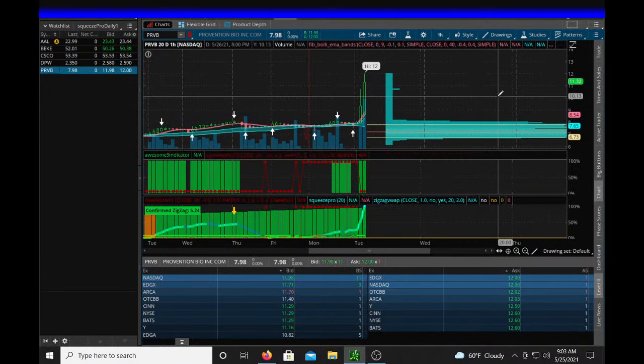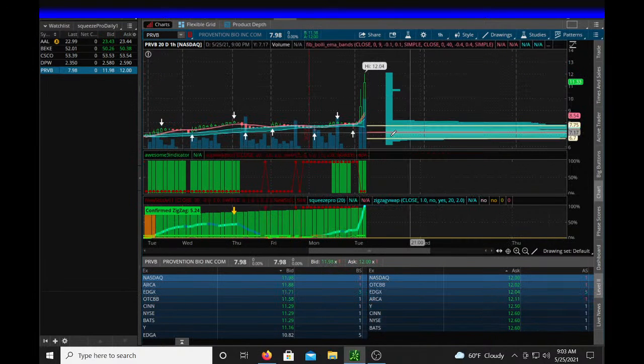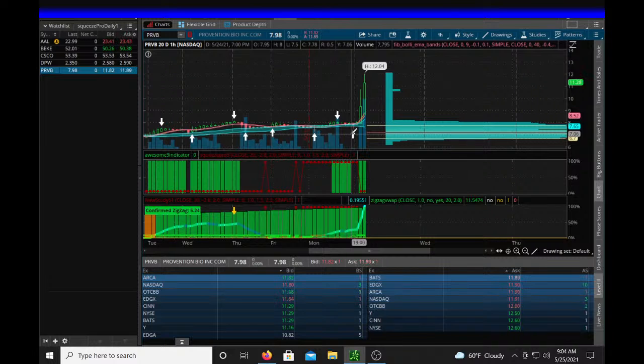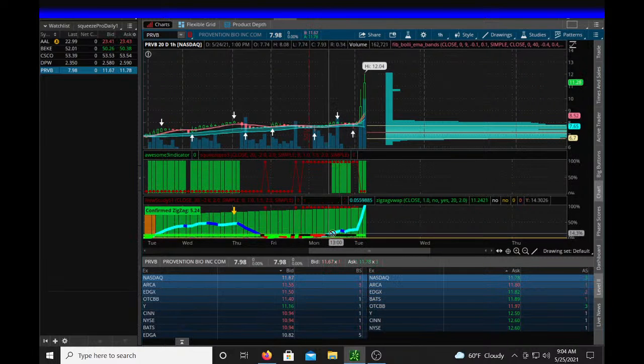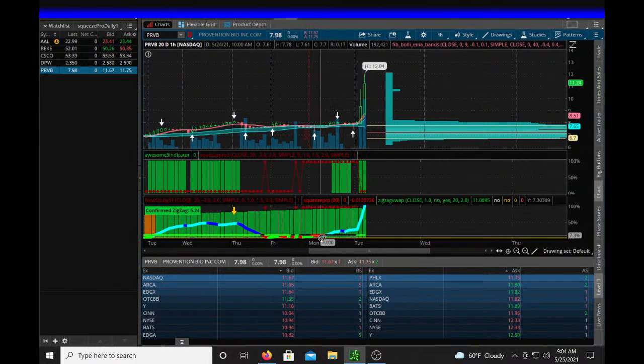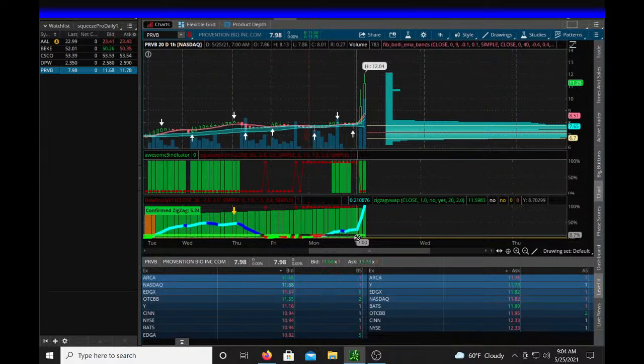PRVB. What happened with them? Looks like we got the signal here for the explosion. And we had a squeeze. We saw it starting to rise up out of our squeeze here. We got the red dot squeeze, then it went to a black, then it broke out. Once it broke out, price exploded.